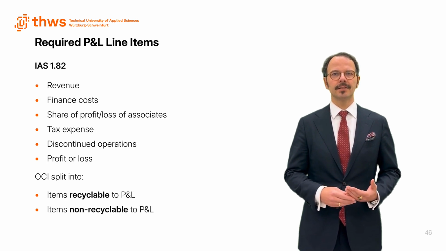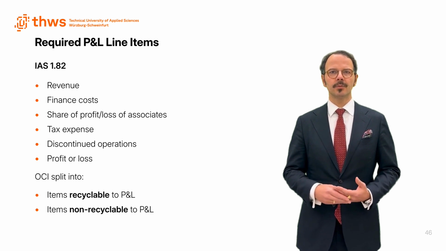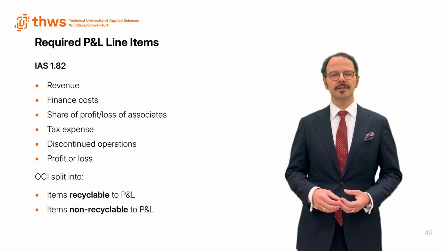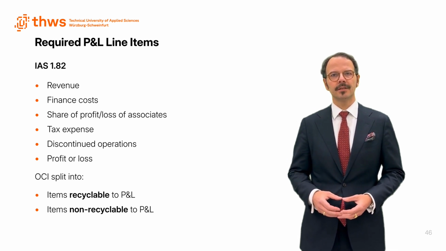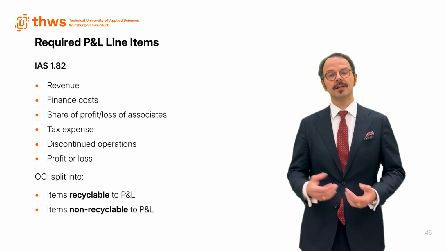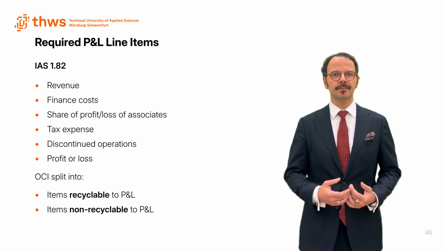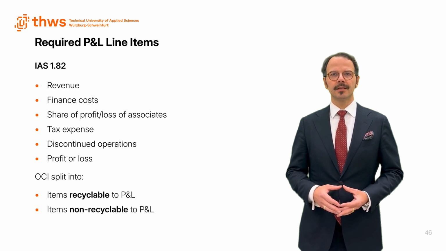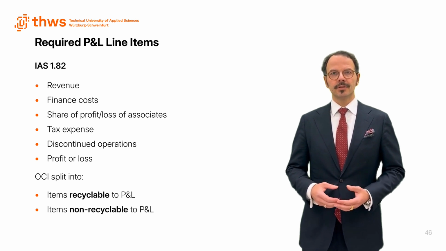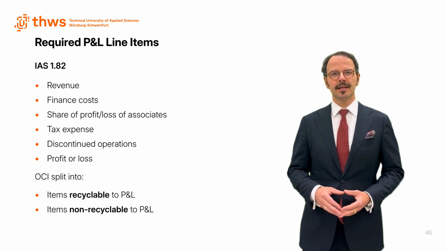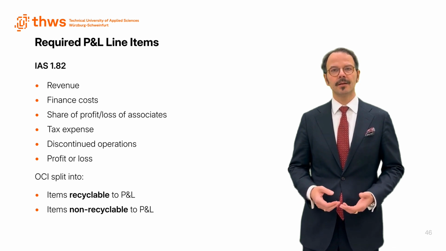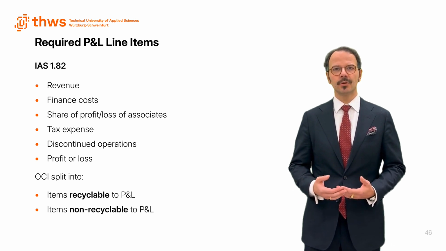Keep it clean. IAS 1.82 outlines the essential components of the income statement. You must include revenue, finance costs, share of profit or loss from associates, tax expense, results from discontinued operations, and of course the final profit or loss figure. Then for OCI, you split items into two groups, those that may be reclassified to profit or loss later, and those that will never be reclassified.